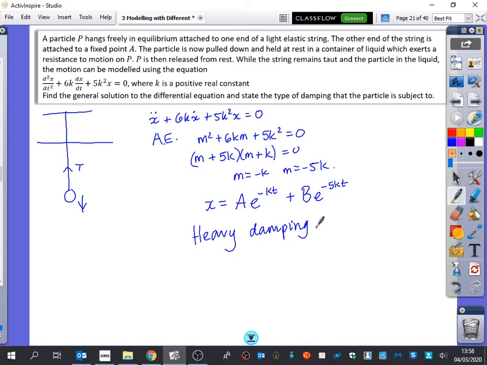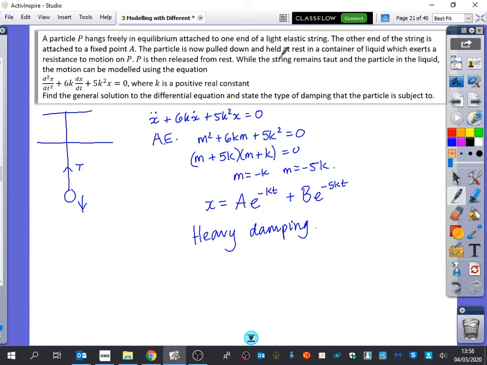So let's power through. Next example. Are we done? How many marks is that? 4. Yeah. Wow. Even though there's a lot of words.